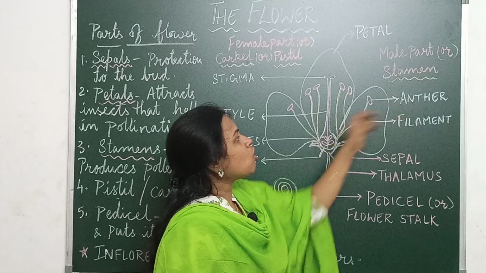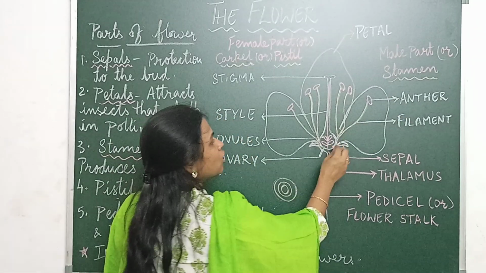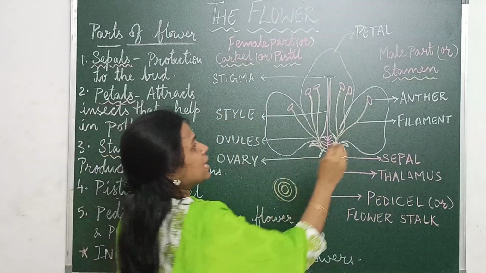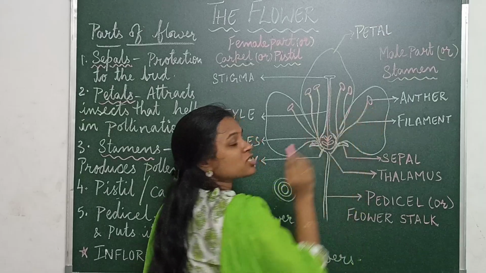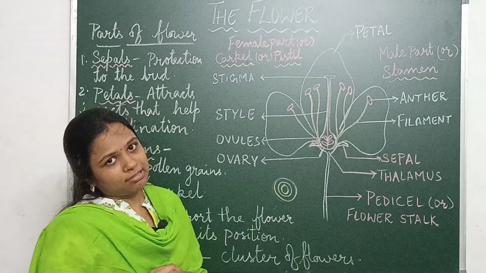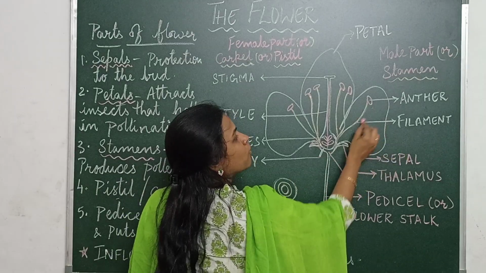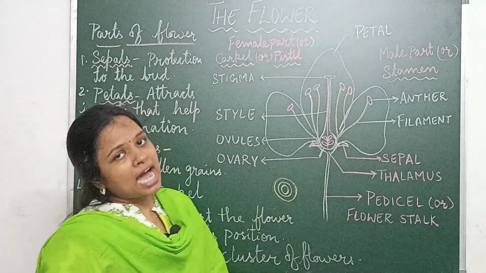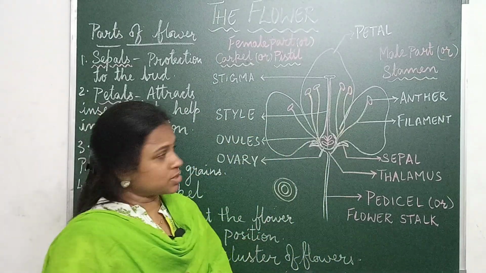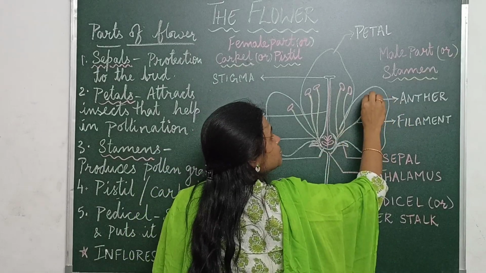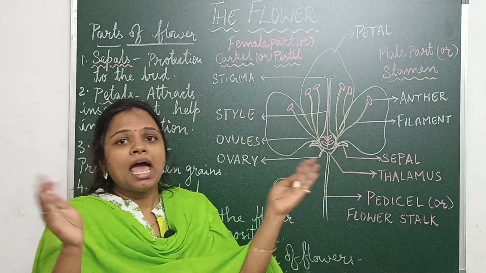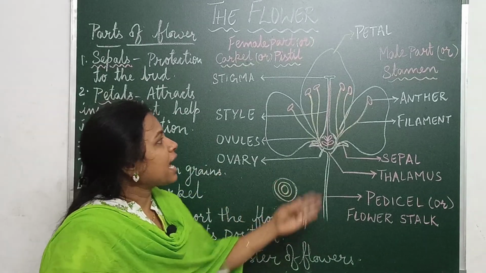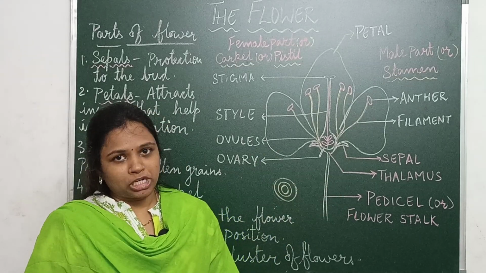Now the stamen has got two important parts. One is a long stalk-like structure which is called a filament. Yes, and at the tip it has got a bulb-like structure which is called an anther. So this filament gives support to the anther and helps the anther to reach a certain height when the flower blooms. Now the anther matures and bursts open and liberates all the pollen grains. These pollen grains are helpful in fruit formation.